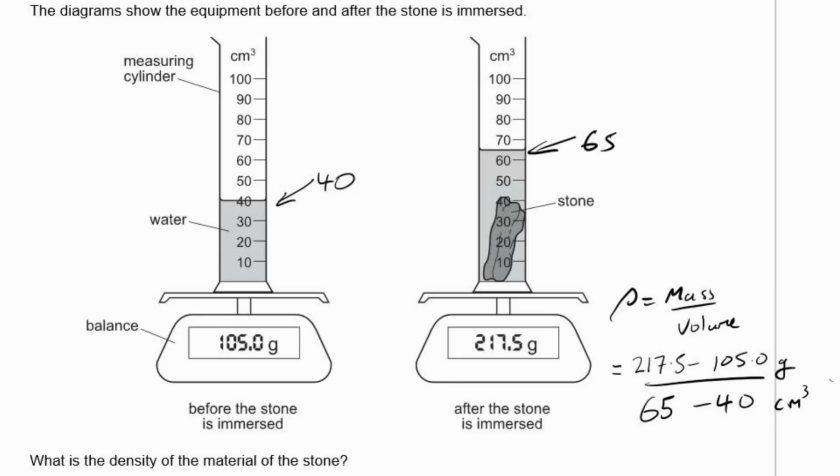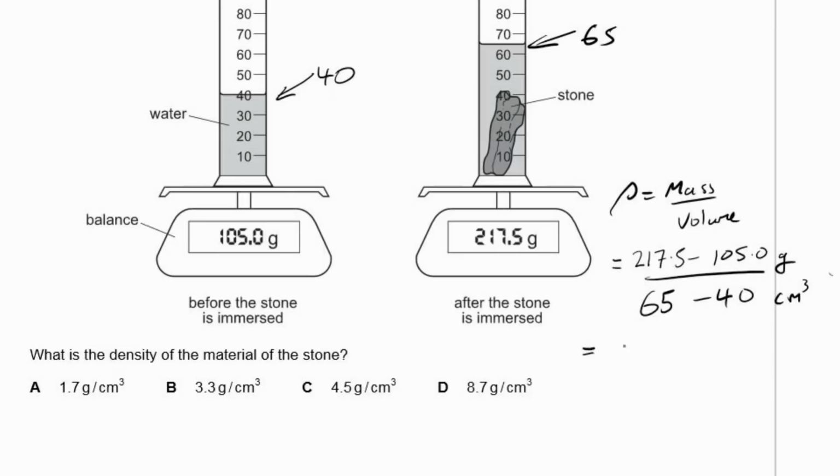So there we go, don't forget the units, grams and centimetre cubed. And that will give us 4.5 grams per centimetre cubed. Answer C.